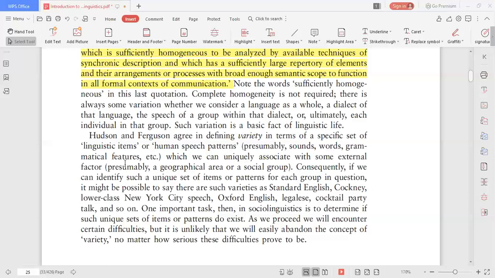Exactly. Within a variety, we can have a dialect. It's possible. Because you see, for example, we call it a language from Chittagong. But you know, this is very interesting.